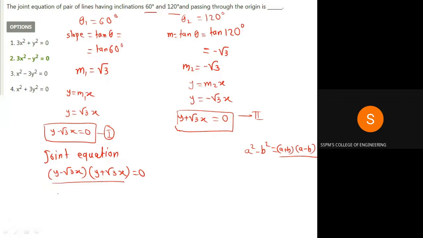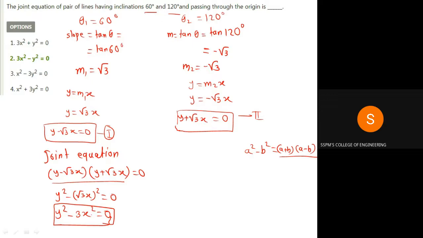So y, first term square, it is y square minus second term square, it is root 3x square, is equal to 0. That is y square minus root 3x square. What is square of root 3x? It is 3x square is equal to 0. Square of root 3, it is 3, and square of x is x square. So this is a combined equation. Okay, y square minus 3x square is equal to 0. Y square minus 3x square, can you see in the equation, in the options?